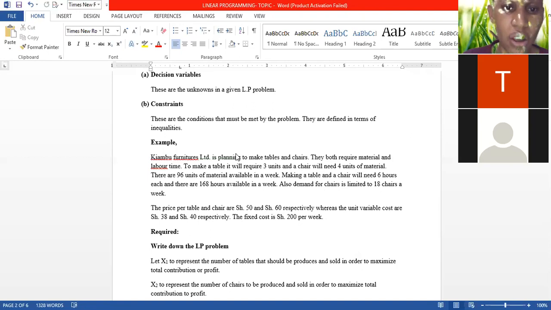And I've said constraints are normally defined out of the resources which will be available as you try to achieve your objective. In a question of, say, maximization, the constraints are normally indicated in the form of the less than or equals to sign. I repeat, if the question is on maximization, the constraints take the form of inequalities in the form of less than or equals to sign.